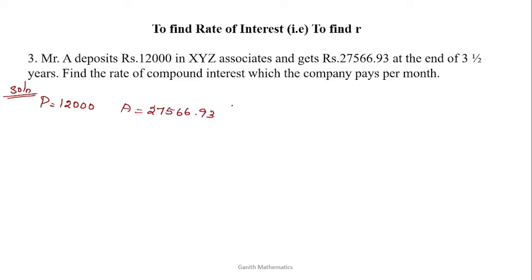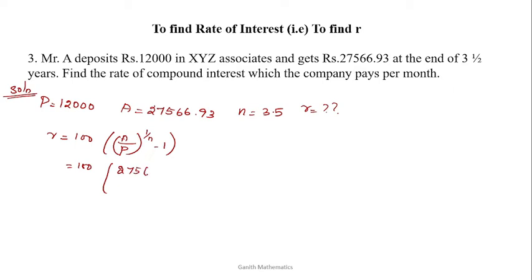At the end of 3.5 years, so N is equal to 3.5 years. Find the rate of compound interest. We have to find the rate of compound interest which the company pays per month. So R is equal to 100 into (A by P) the whole power 1 by N minus 1, which is equal to 100 into (27566.93 divided by 12000) the whole power 1 by 3.5 minus 1.